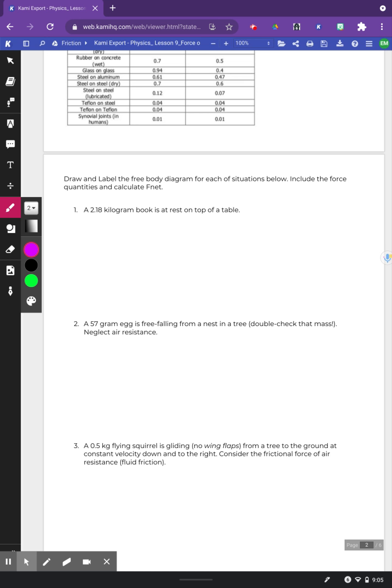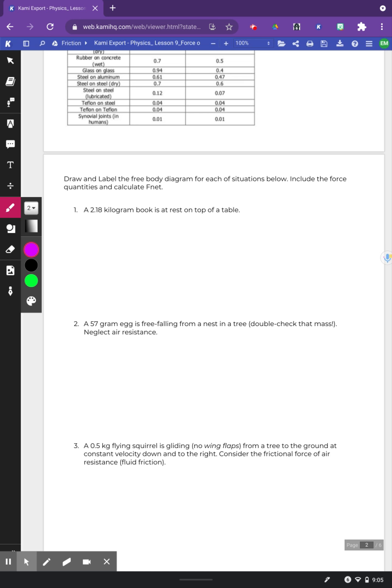It allows you to illustrate, to visually see all of the forces and how they're going to interact in a situation on an object. So in this first one, we have a 2.18 kilogram book. It's sitting at rest on top of a table. So there's a lot of information there. We know the mass of the book, and we also know that it's at rest, and that's really key.